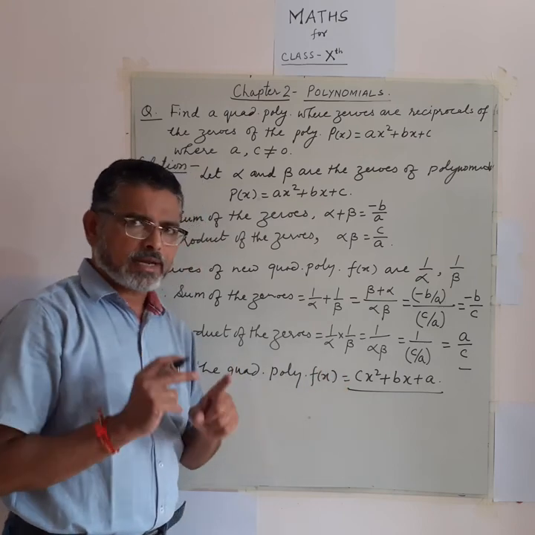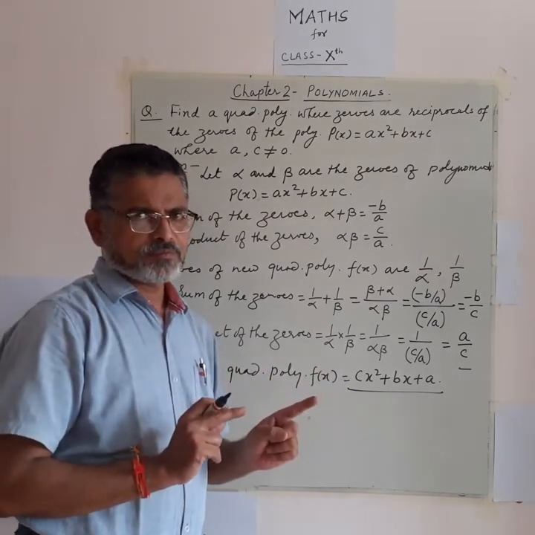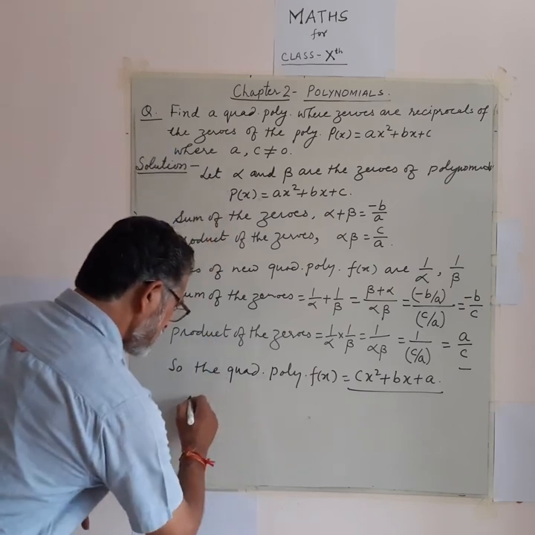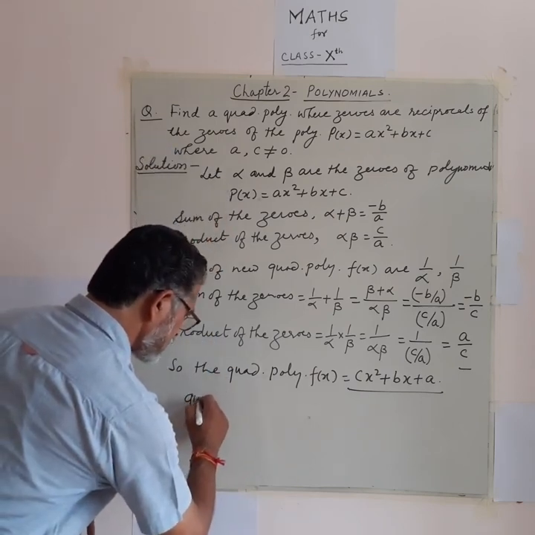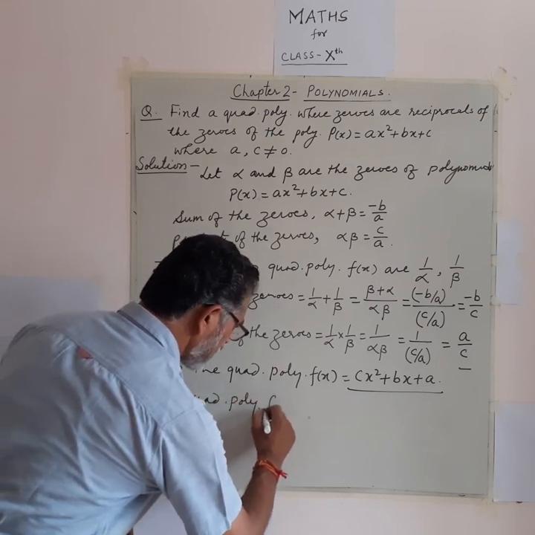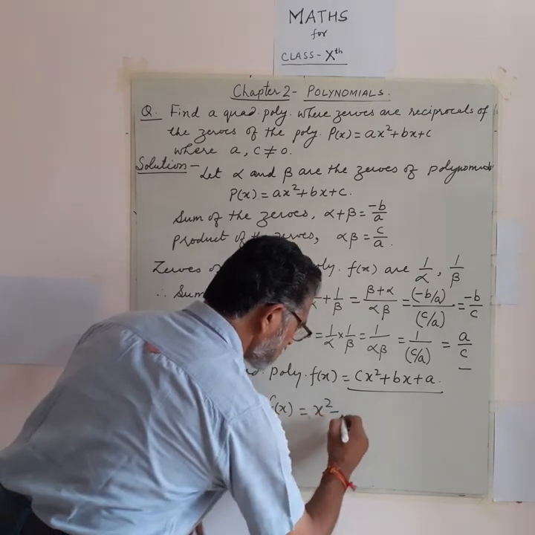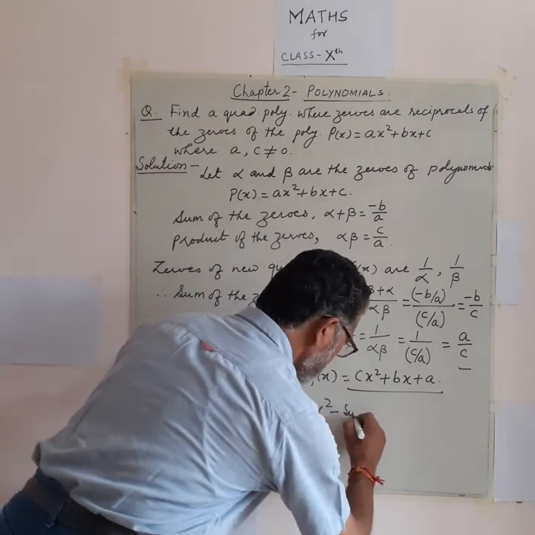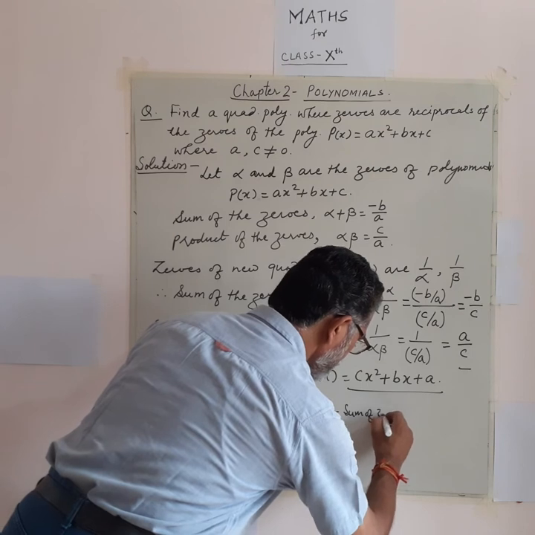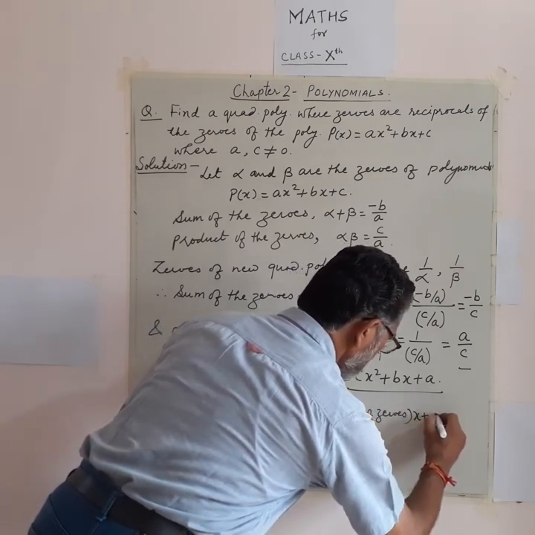Now we can write the same polynomial in another way. Means the quadratic polynomial f(x) is x square minus the sum of zeros into x plus the product of zeros.